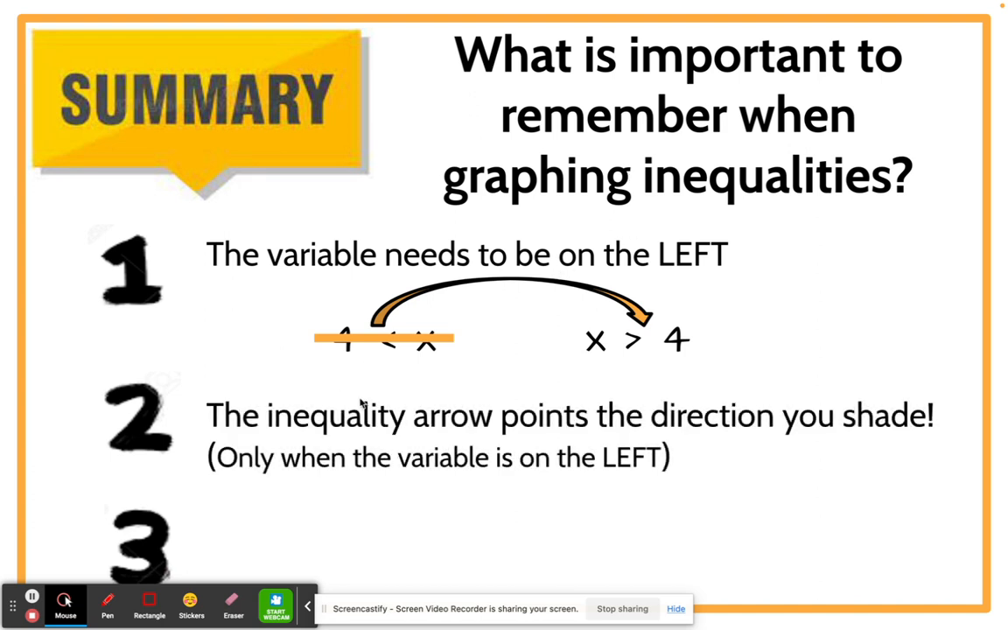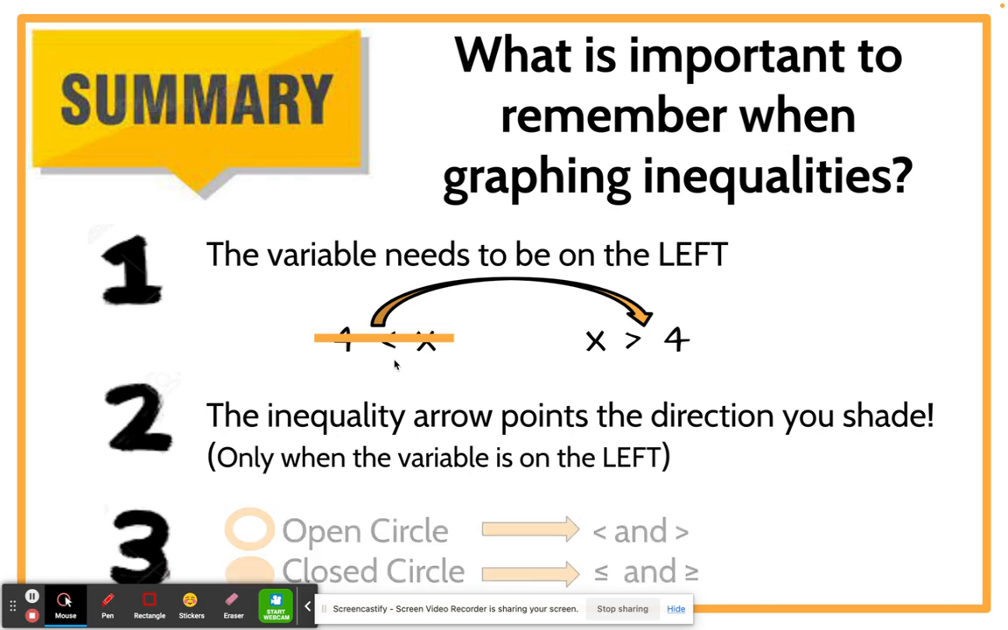The inequality arrow points the direction you shade, but only if the variable's on the left. So for this one, my arrow would go to the right. And an open circle is for less than or greater than, and a closed circle is for less than or equal to, and greater than or equal to.